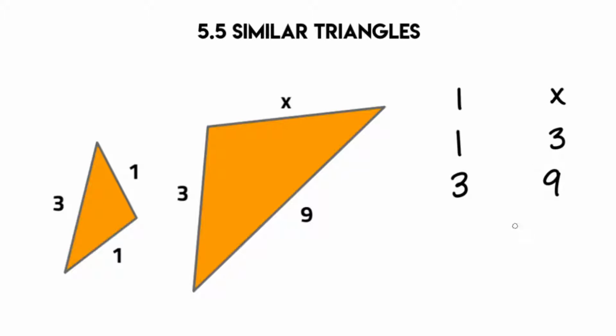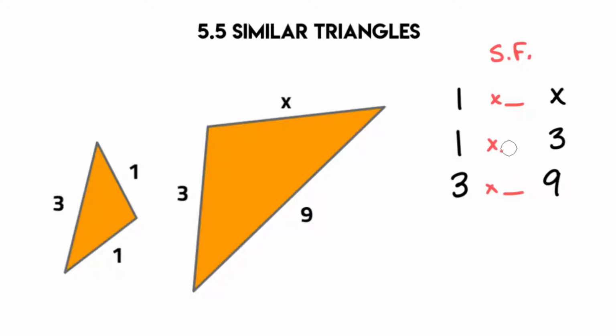So again, looking at my scale factor, I don't know what this is. X multiplied by blank gives me, I don't know what this number is. I'm trying to find out what x is. But let's see, we have 1 times blank gives me 3, and 3 times blank gives me 9. And remember, this is similar, so they are all going to have the same scale factor. Okay? So I can use these clues. 1 times blank gives me 3.